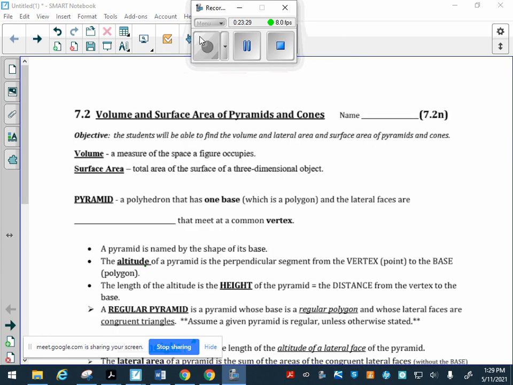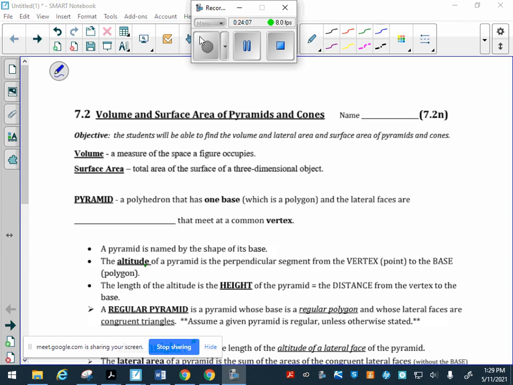Alright, so we're going to move on to 7.2 notes, which basically is introducing the idea of pyramids and cones. Last time it was things with 2 bases, and now we're talking about things that have 1 base and come to a point. A lot of things are very similar here. Obviously, we know what volume is, we know what surface area is. A pyramid is a polyhedron that has 1 base, and the lateral faces are what shape?